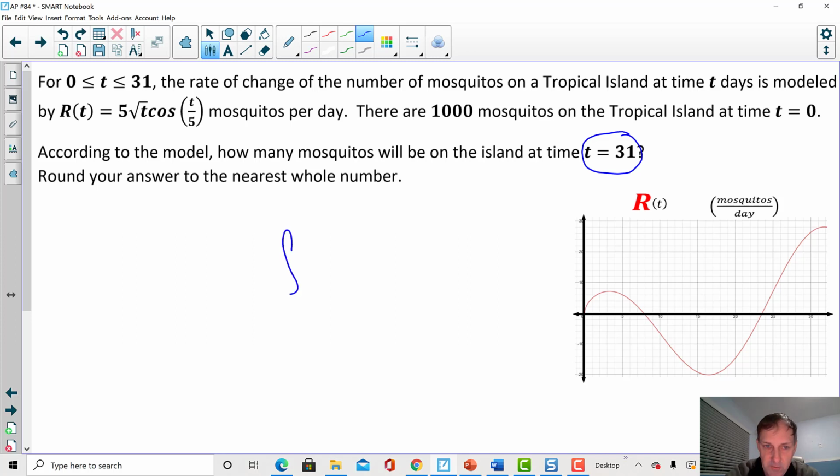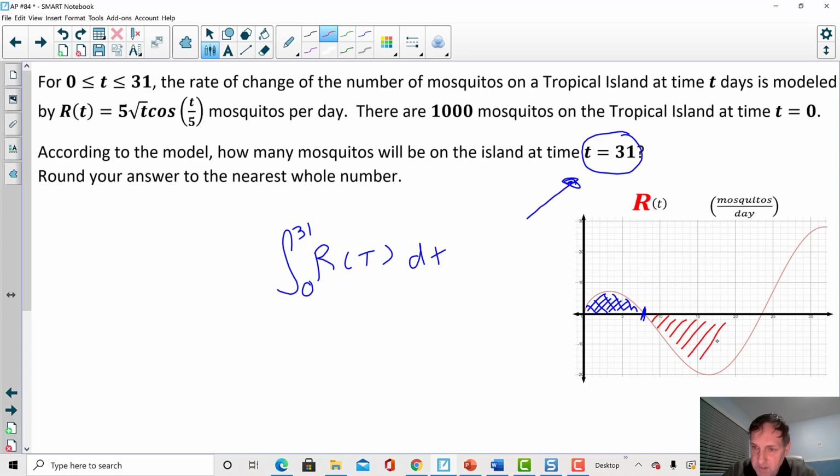So how many mosquitoes are on the island when time t is equal to 31 days? Well, we already know we're going to do the integral of r of t. And when t is 31, we really need to find all the changes from the beginning all the way to the 31st day. If you look at the actual graph, we can see that r is positive until this time right here. So that means the amount of mosquitoes is going to be increasing until that time. Then we can see that r is negative all the way until this time right here. So we know that the amount of mosquitoes would be decreasing on that interval. And then we can see that r is positive afterwards, so the number of mosquitoes would be increasing again after that time.